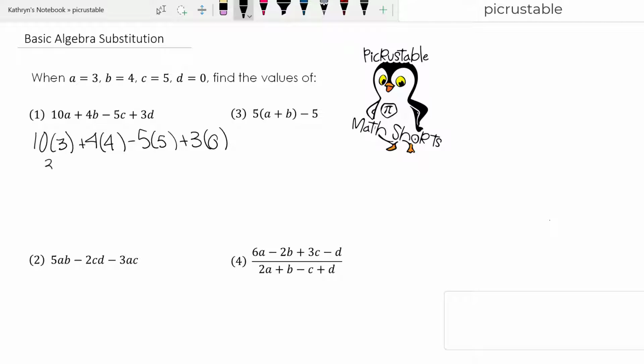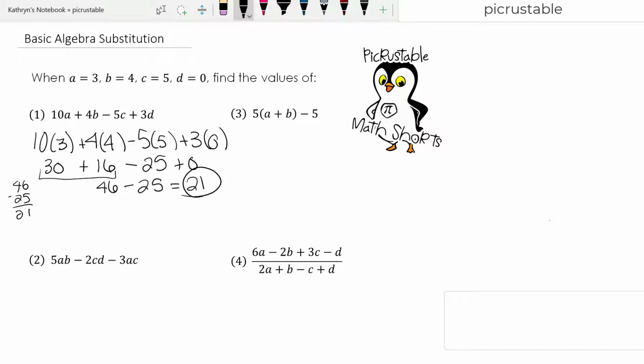10 times 3 is 30. 4 times 4 is 16. Negative 5 times 5 is negative 25. Plus 3 times 0 is 0. Well, we don't have to write the 0 there, but that's okay. So now I'm going to work left to right. So 30 plus 16 is 46, minus 25. Okay, so let's do that. 46 minus 25 is 21. And that's our answer for the first one.